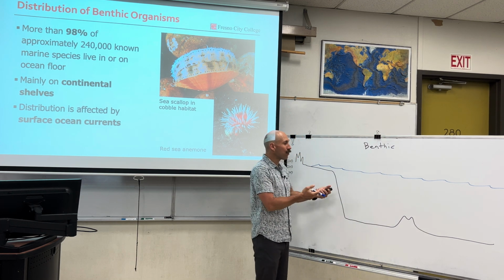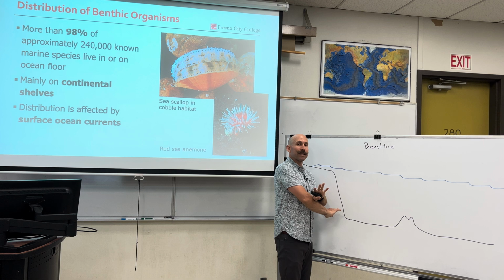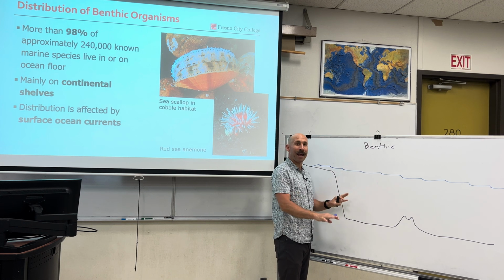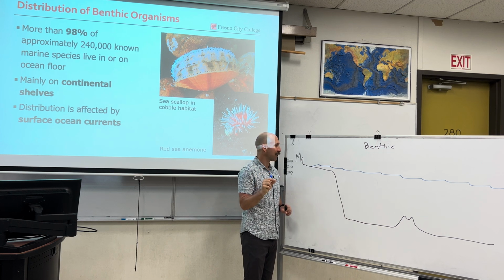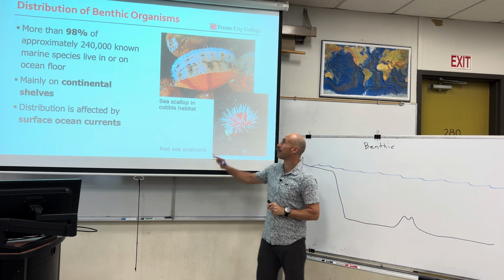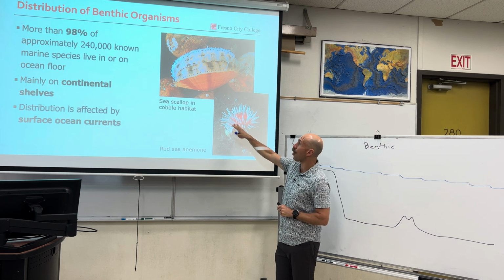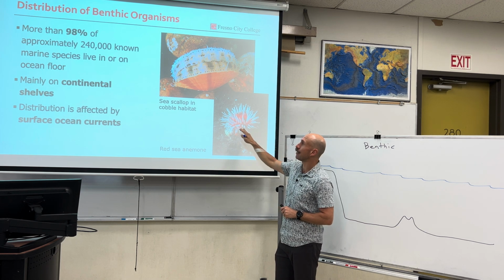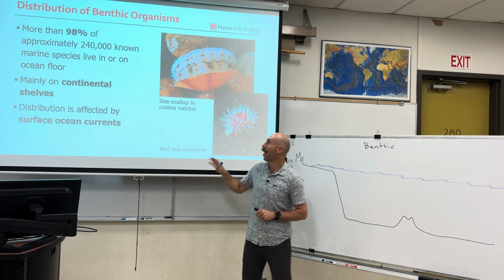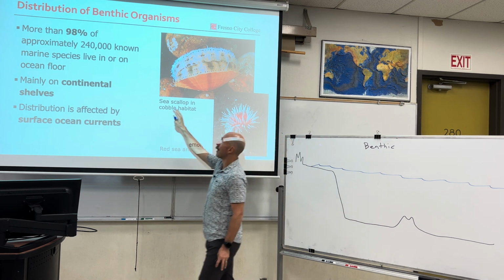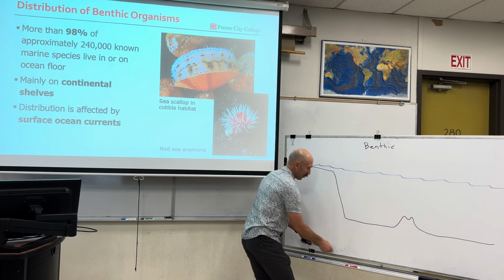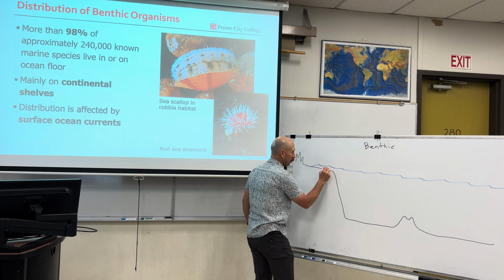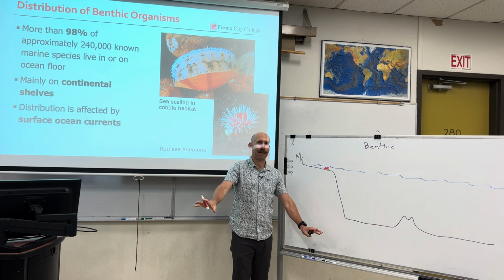So mostly ocean. Now, in this voluminous, expansive ocean, most of the marine species live in the benthic environment. In fact, about 98% of the known 240,000 species live on the ocean floor. And of that, it is mainly on continental shelves, which we're going to draw some critters right here on the continental shelf. So why is that?